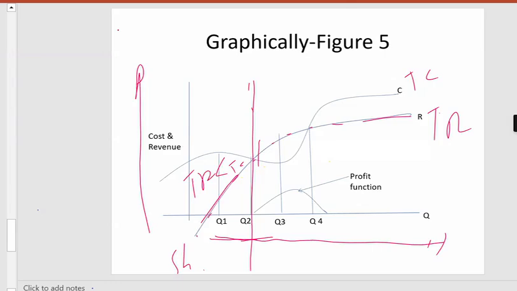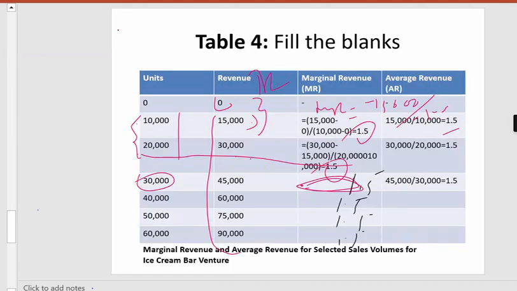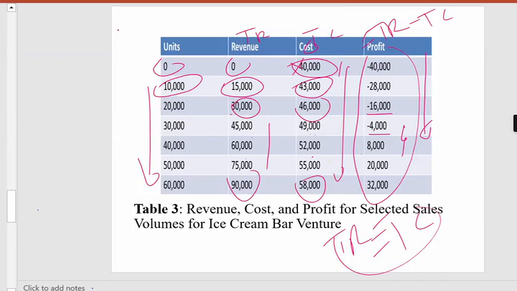But as you increase production, the gap between the total revenue and the total cost declines. You see? The gap from here to here is huge. The gap from here to here keeps decreasing until it reaches a point where total revenue is equal to total cost. You get it? As you remember when we were computing this curve here.